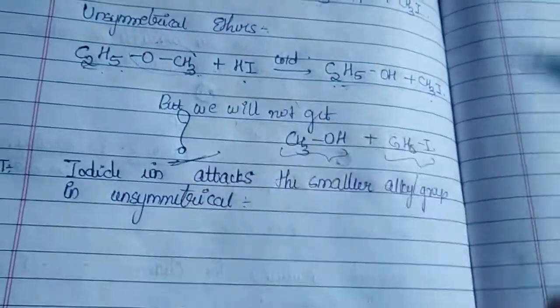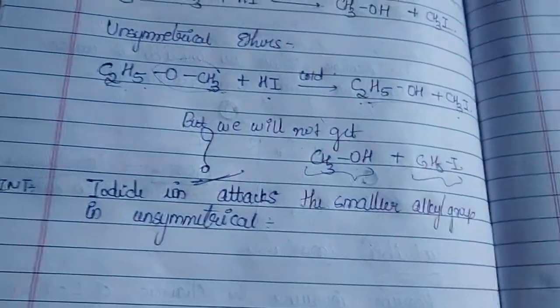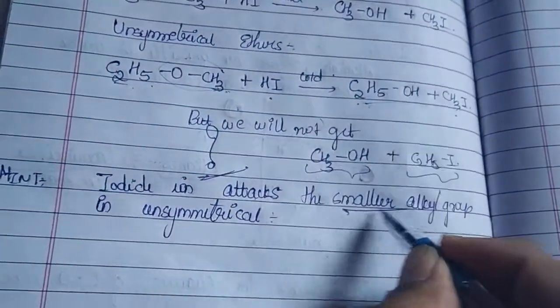Whatever the iodide ion which is going to generate from HI, it is going to attack our smaller alkyl group.